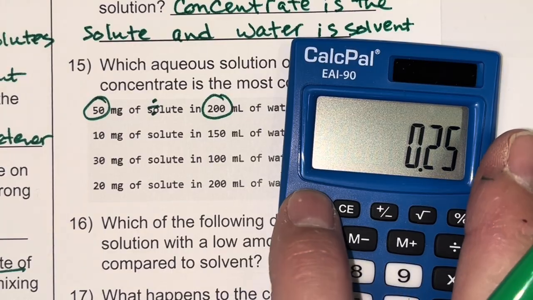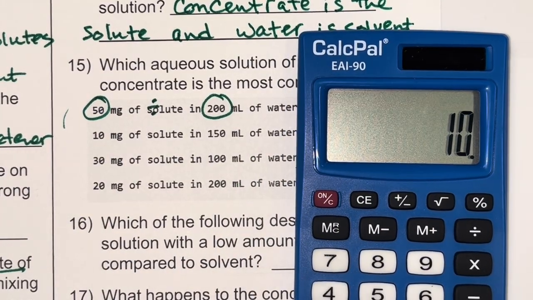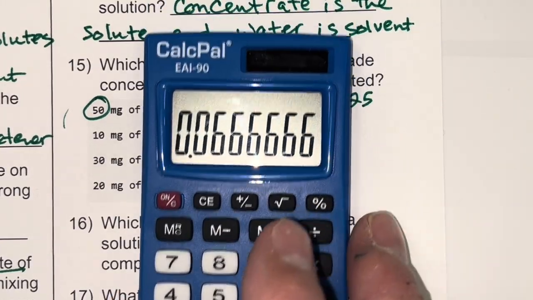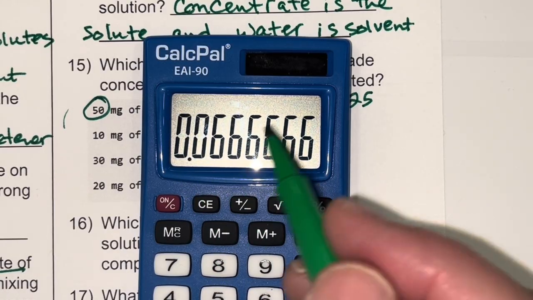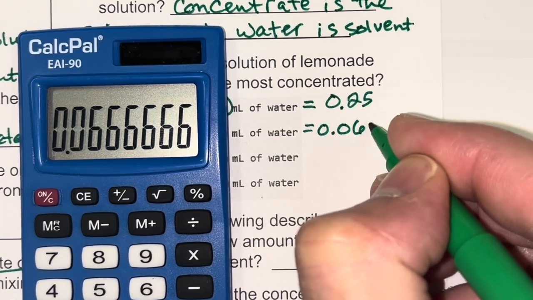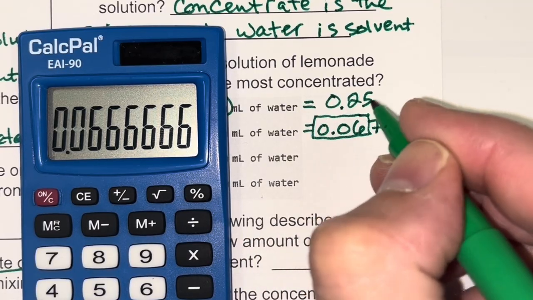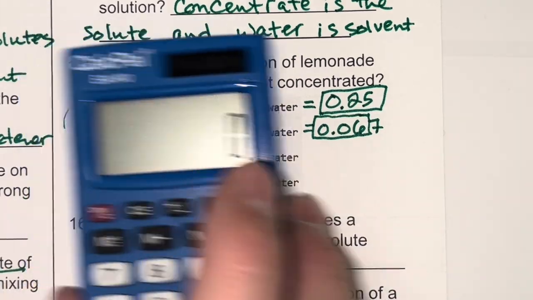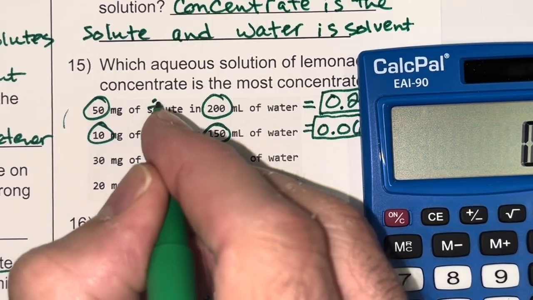All right, so we're just looking at the ratio of solute to water, so 10 divided by 150. So we got 0.0666, but we're going to round that to 67. So that's going to be 0.067, but we're just going to focus on the hundredths place value, 2 decimal place values. Okay, so that's 10 divided by 150.